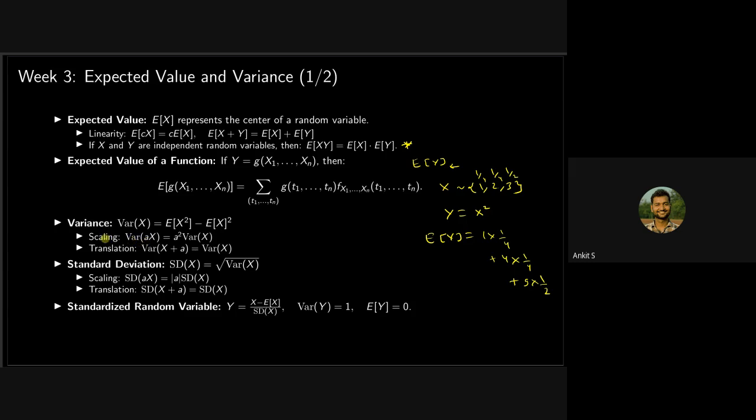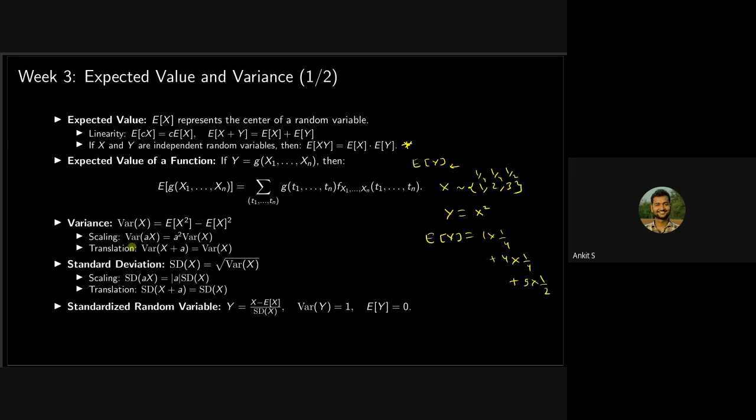Then we discussed variance. Variance can also be represented as an expected value, right? Expected value of x minus expected value of x, the whole squared. Then we had a simple formula: variance of x is equal to expected value of x squared minus expected value of x, whole squared, right?